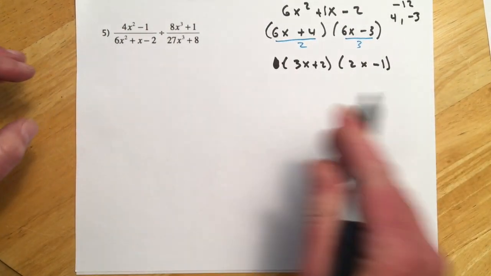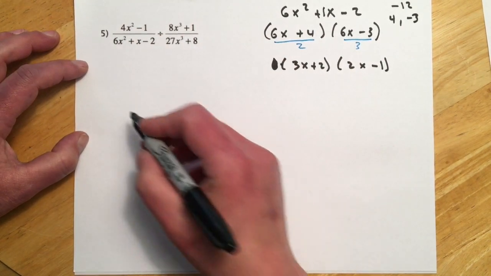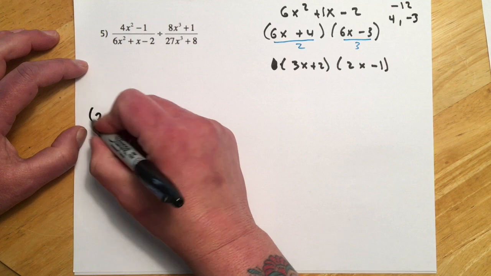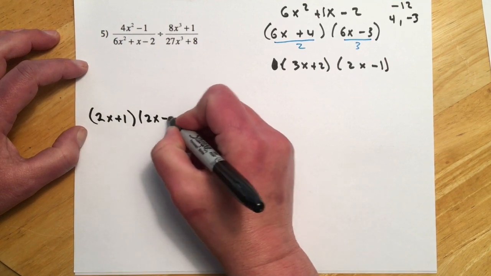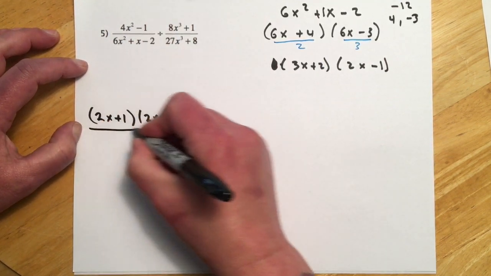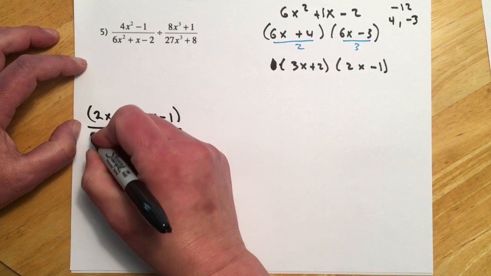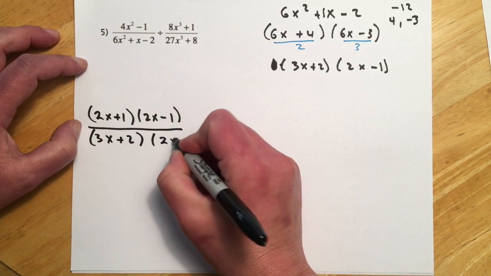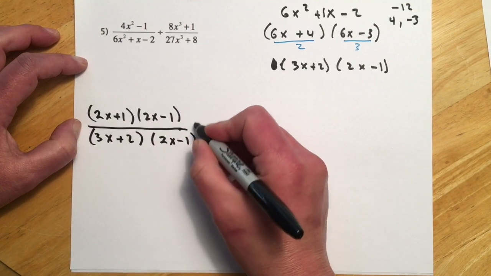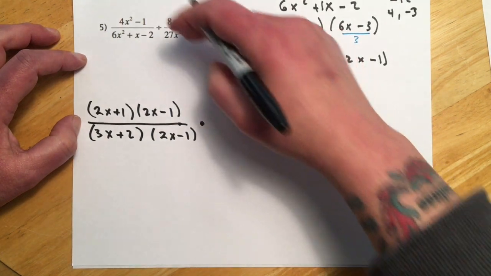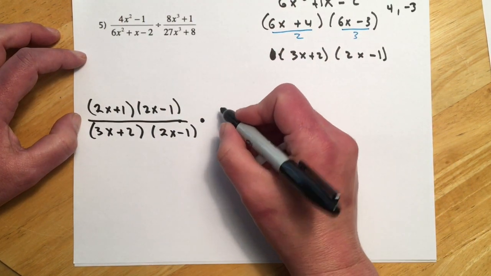So then I'll go ahead and rewrite all of this factored. So up top I'm going to have 2x plus 1, 2x minus 1, difference of squares. That's going to be over this result, 3x plus 2 and 2x minus 1. It's a division, so I want to rewrite as multiply, so the 27 is going to be top, and then the 8x cubed is going to be on the bottom.